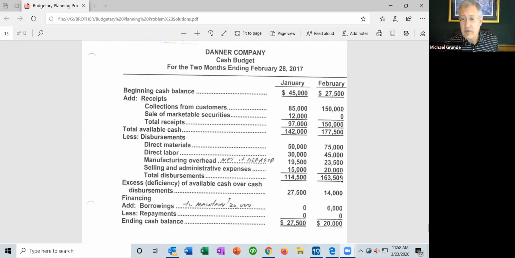So those are the three problems I wanted to cover. 12, 13, and 14. And I think we are all set. We'll stop sharing this here. And I hope that helps. Thank you.